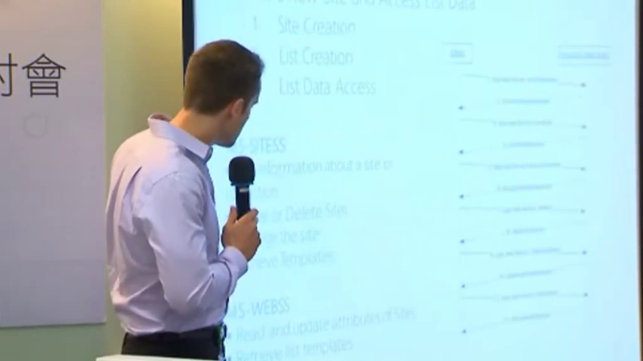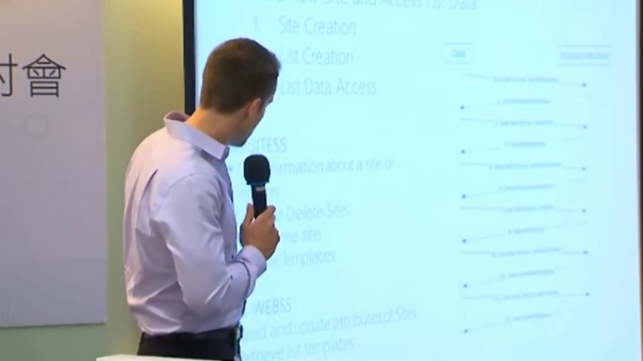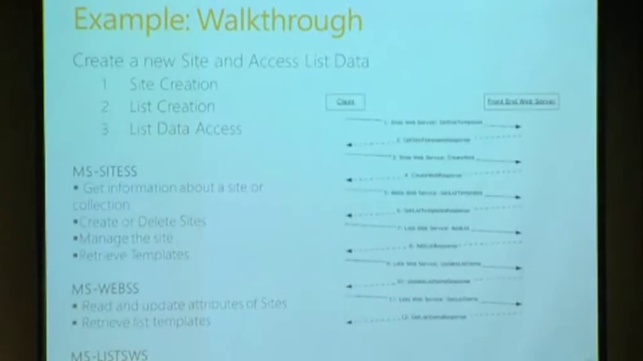We'd still be using webs to retrieve the list templates. We'd still be using sites to create the site. We'd be using lists to add the list. So this is an important thing to remember when you're approaching development: you're often going to have multiple protocols. If you look at how the Office client communicates with SharePoint, the Office client will use 7 protocols for a single task, and so it's just something important to know.